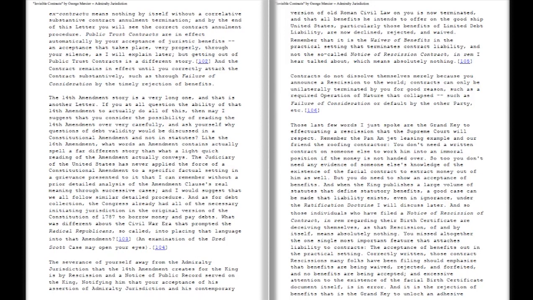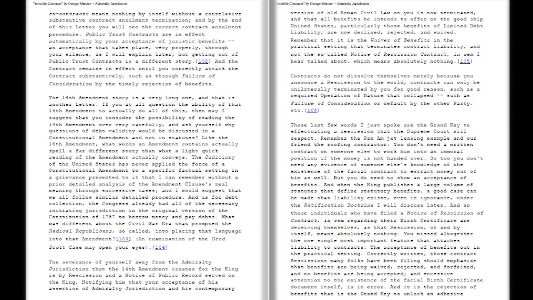The judiciary of the United States has never applied the force of a constitutional amendment to a specific factual setting in a grievance presented to it, that I can remember, without a prior detailed analysis of the amendment clause's real meaning through successive cases, and I would suggest that we all follow a similar detailed procedure. And as for debt collection, the Congress already had all of the necessary initiating jurisdiction in the original version of the Constitution of 1787 to borrow money and pay debts. What was different about the Civil War era that prompted the radical Republicans, so-called, into placing that language into that amendment? 103. An examination of the Dred Scott case may open your eyes. 104.